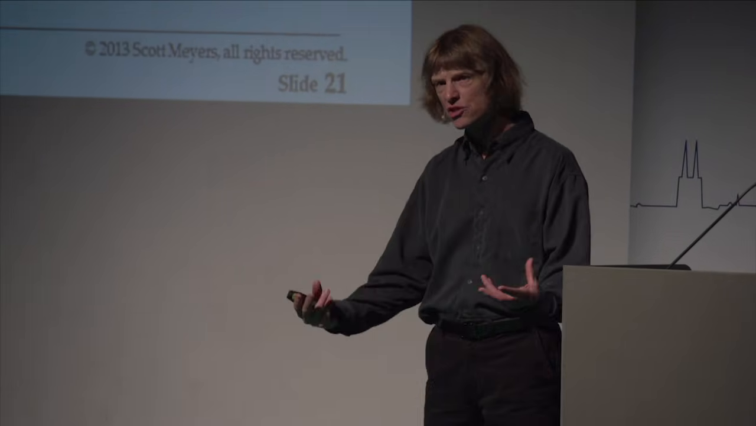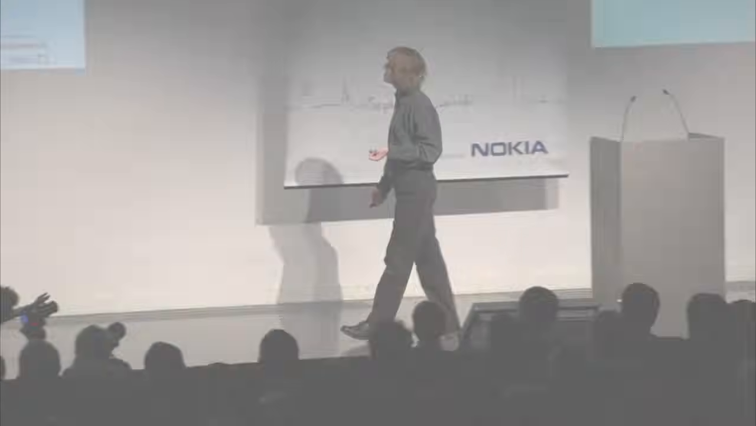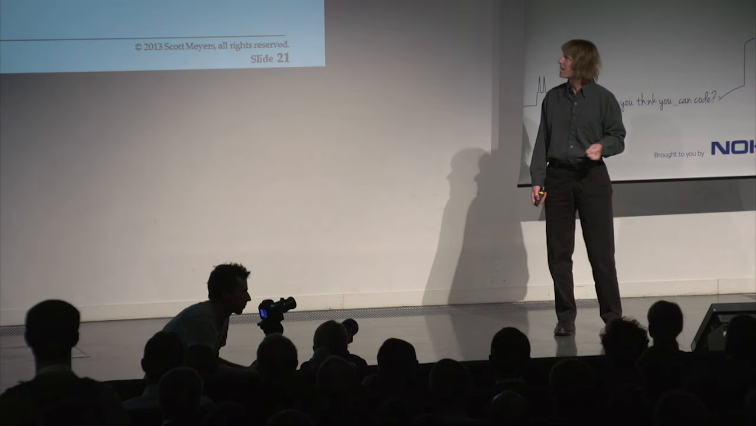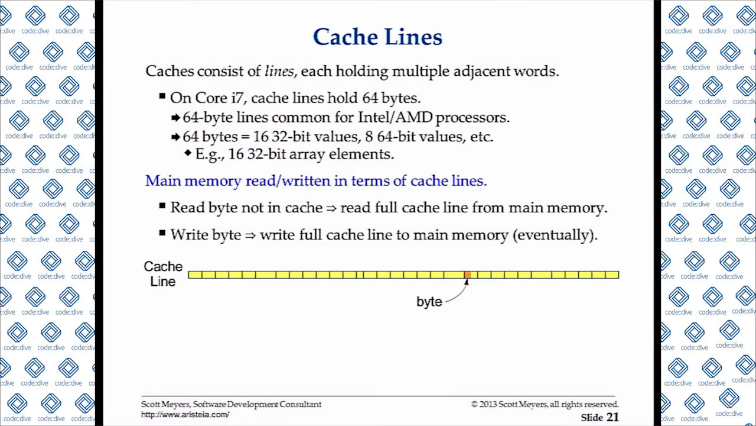Caches are organized into what are known as cache lines. Conceptually, we think that if we want to get some data out of the memory, we say, go and fetch me this, let's say, word from memory. But that's not how the memory system works. What happens is, if you ask for 1 byte, you get a cache line. And a cache line on the Core i7 system is 64 bytes. 64-byte cache lines very common these days for Intel and AMD processors.